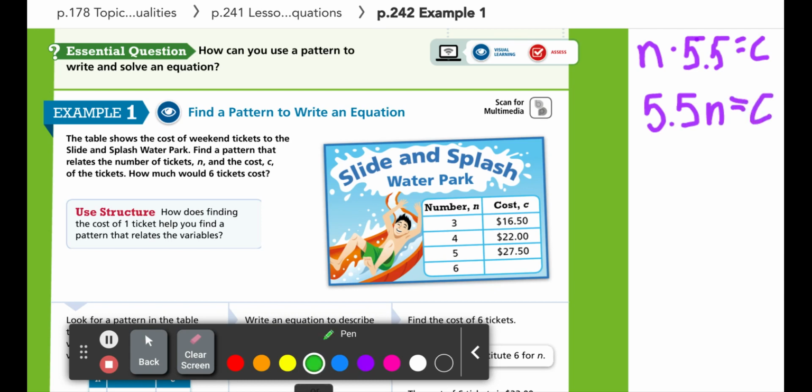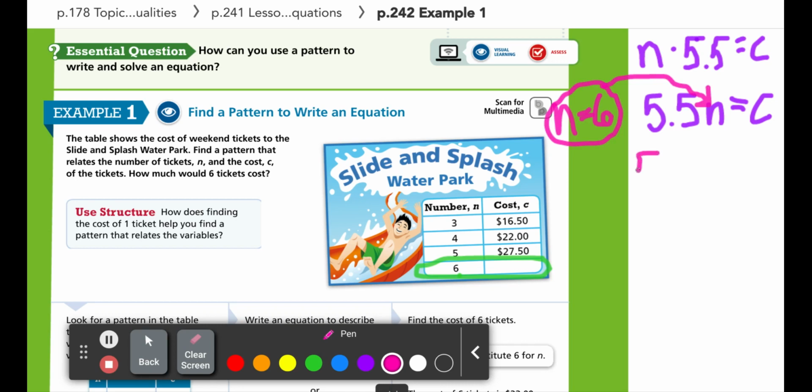Okay, so now let's look on the table. Do they give us a value for n or a value for C? We have a value for n there. They say that n equals 6. So now we have to evaluate this equation if n equals 6. So what are we going to do with that n equals 6? We're going to take that value for n and plug it in. So let's rewrite this equation. We will have $5.50 times 6 is going to equal C.